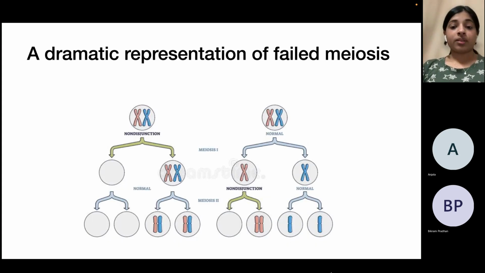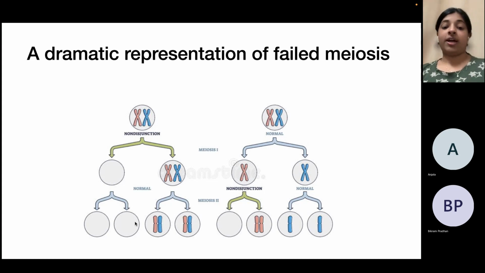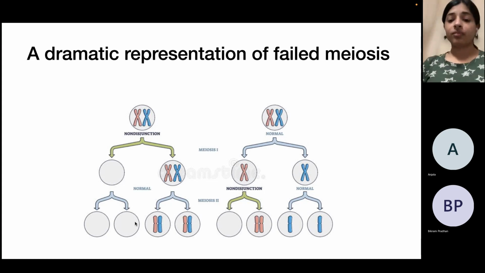So this is another dramatic representation of failed meiosis. Earlier in the representation, we saw that one cell had a chromosome less. However, in this representation, if the cell has two chromosomes initially, because of non-disjunction, one cell has both the chromosomes, whereas the other cell has no chromosomes at all. This results in two cells having no DNA at all, and that is lethal. The cells have no instructions and do not survive at all.